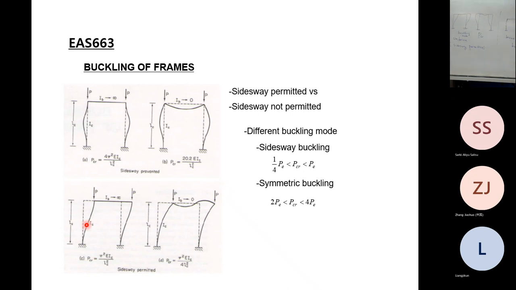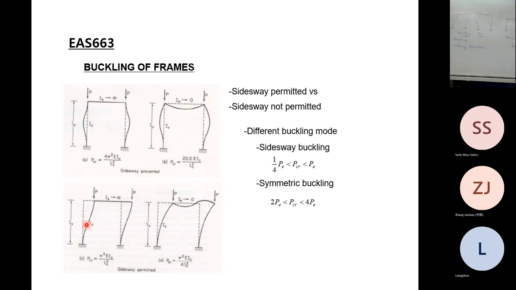This is the extreme case. You cannot have I approaching infinity for a real beam, which means your beam is very, very deep. So we take the extreme case. This is approaching a very deep beam. This is a very slender beam. That's why we get this range.